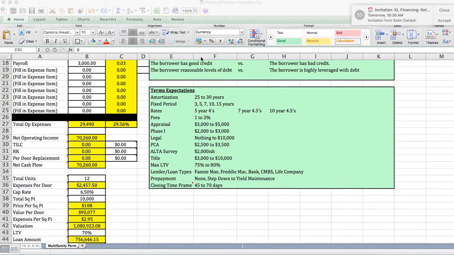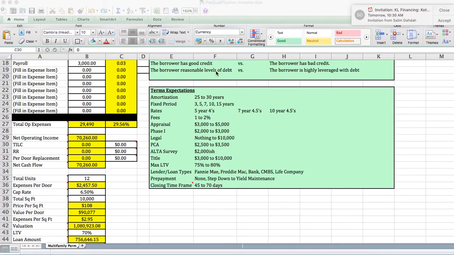The borrower has good credit versus bad. And what does that mean? It really depends. Do you have a 650, 700 FICO? If you had a bankruptcy, foreclosure, short sale, anything along those lines that are recent, that could be an issue for some lenders, so we want to be aware of that.